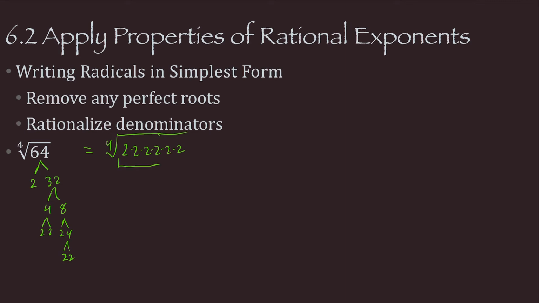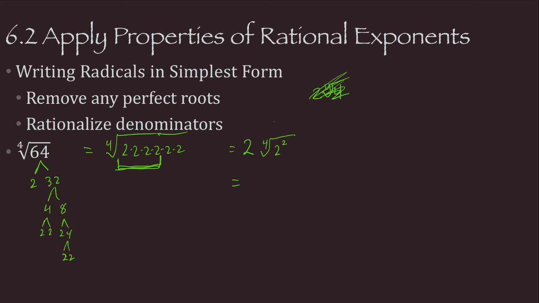Now I want groups of 4. So I have one group of 4 2's, so I can bring that 2 out. And then I have the fourth root of 2 times 2. Usually you'd say, oh, it's 2 fourth root of 4. But we're not saying that for this one.